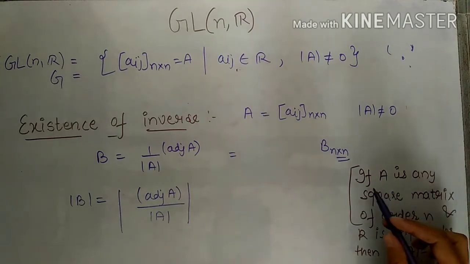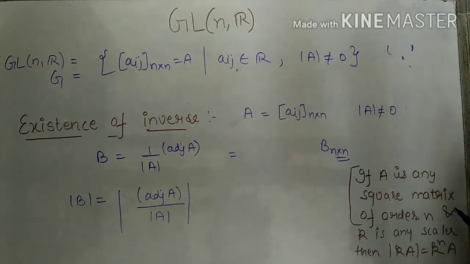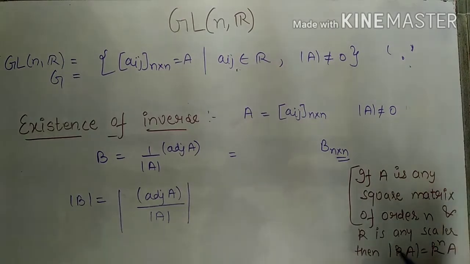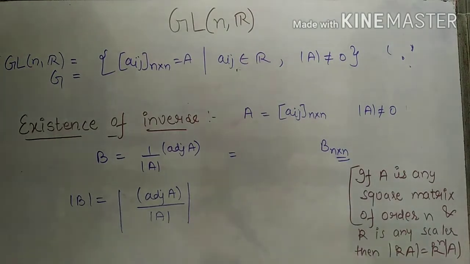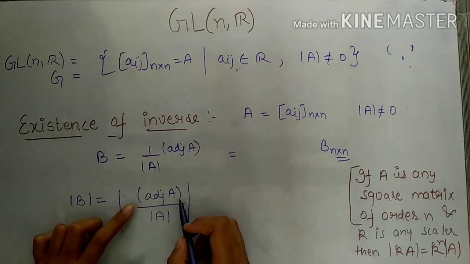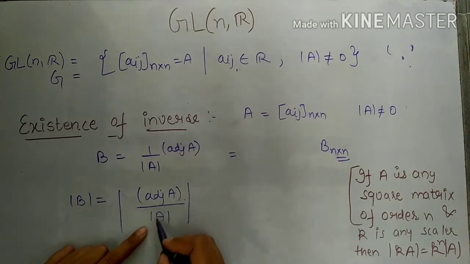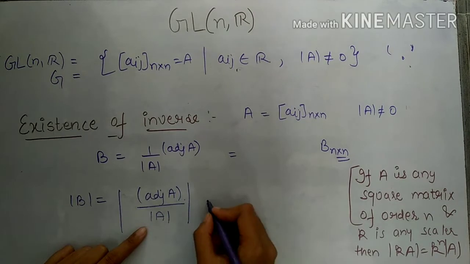Friends, there we have a property of determinant, that is if we have any square matrix A of order n, and if we have any scalar k and we multiply k with A, then the determinant of kA will be equal to k raised to power n into determinant of A. This is the property of determinant. So here we will apply this property. Adjoint of A, we know, is a matrix of order n by n. And we know determinant of A is just a scalar value.